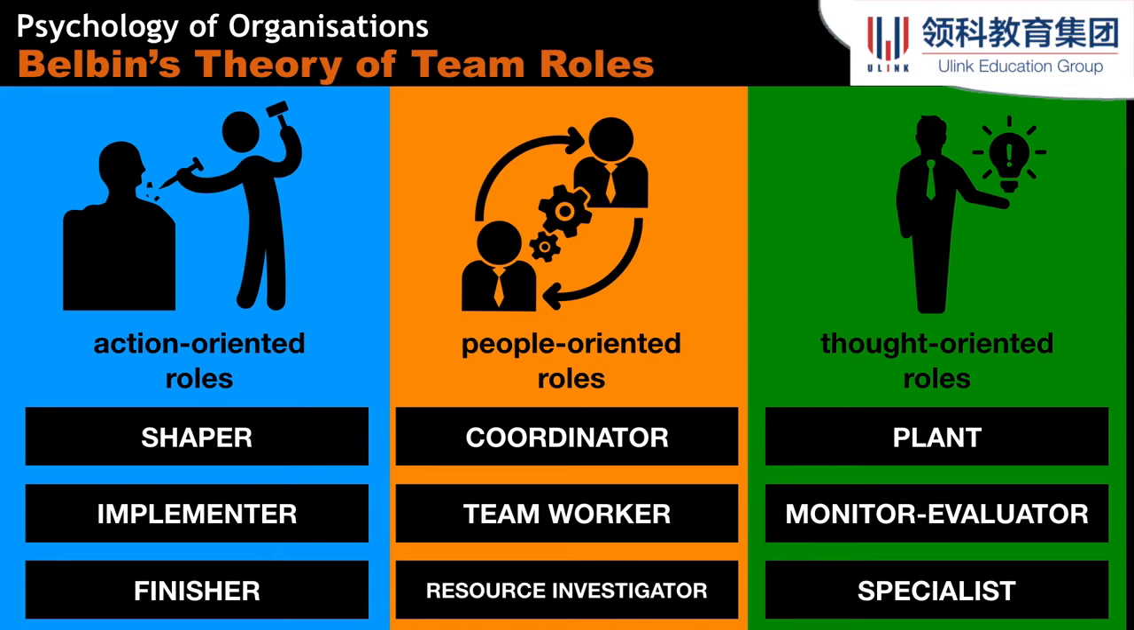The implementer is the one who kind of gets things done. He has good organizational skills. He's very methodological. There it is, that word. And the finisher is the one who sees that things are complete in time, and this person might be a perfectionist.